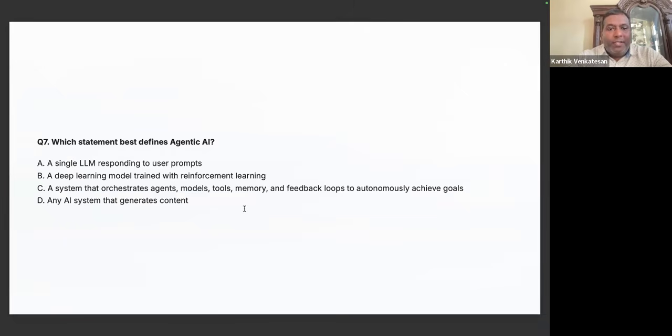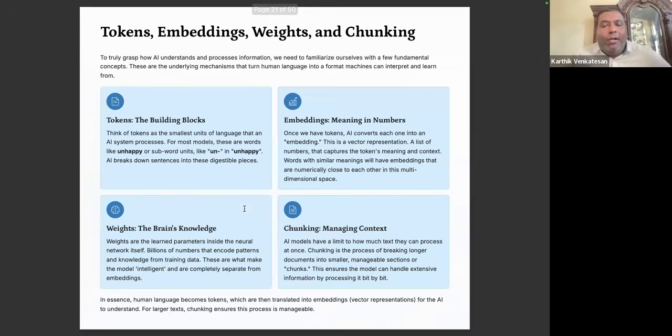Which statement best defines agentic AI? A single LLM responding to user prompts, a deep learning model trained with reinforcement learning, a system that orchestrates agents, models, and tools. If you say C, yeah, you're right. Okay, let's move on to the next topic.